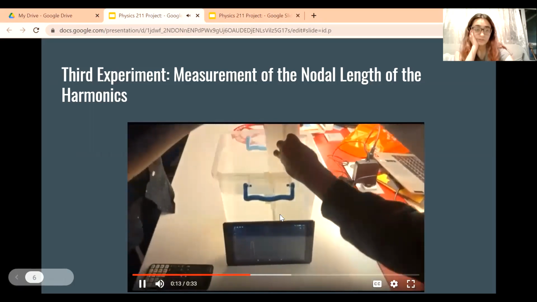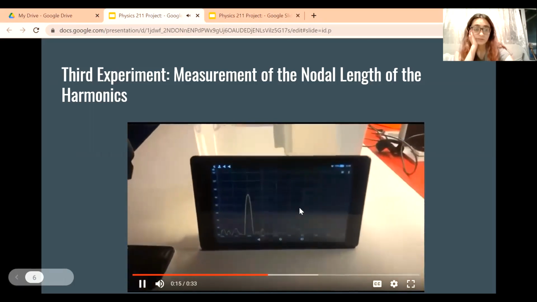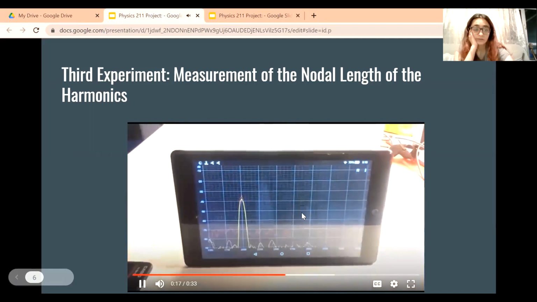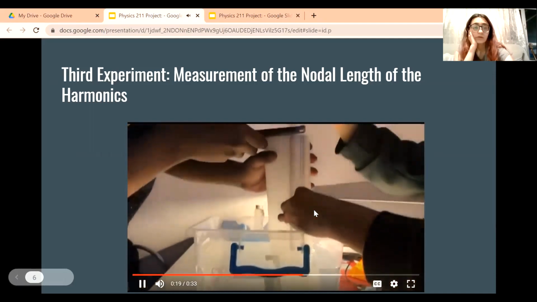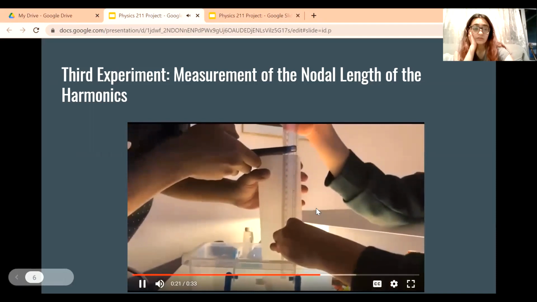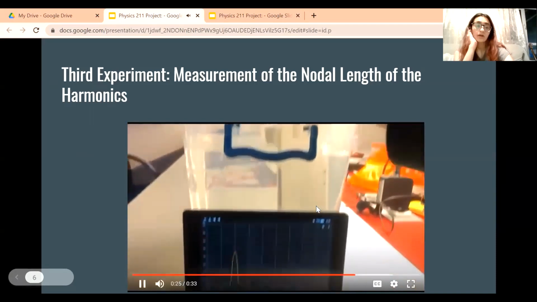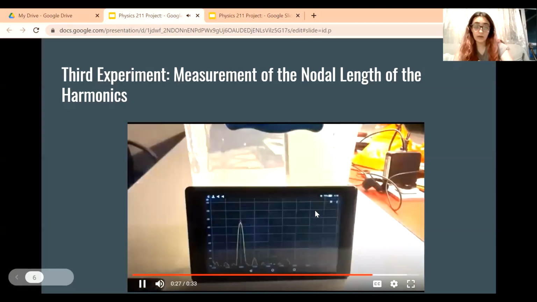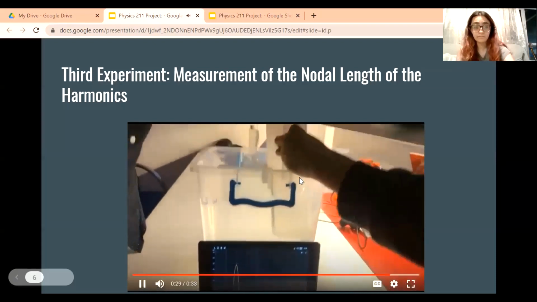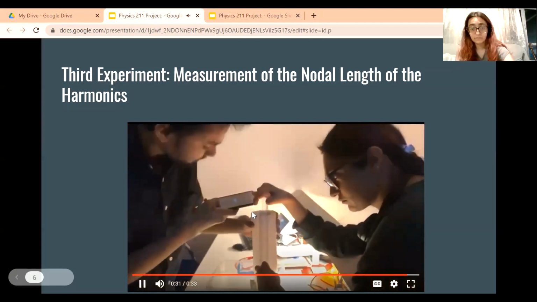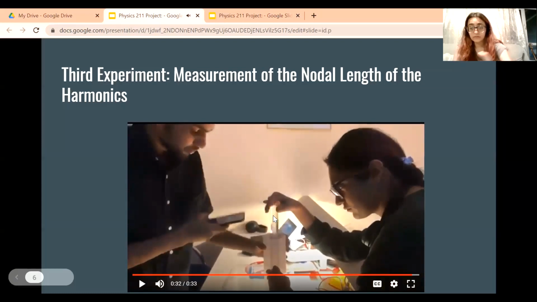This is us generating the fixed frequency, which you can see on the spectrogram app. And then we changed the length until we got the loud sound again, which we checked again on the app. So we recorded the distance between 2 consecutive loud sounds, which corresponds to 2 consecutive nodes.